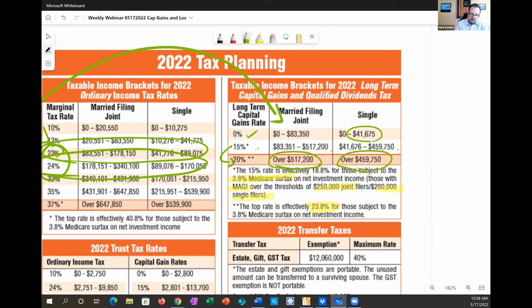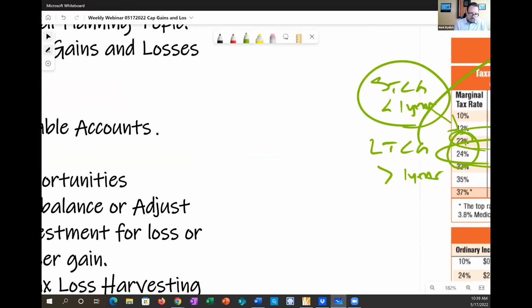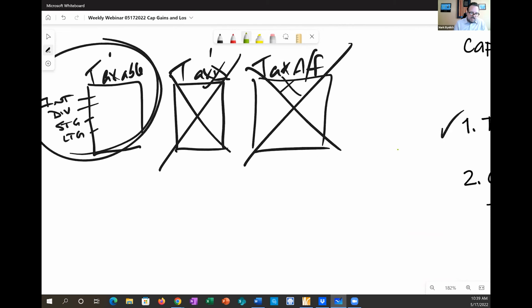So 15 can become 18.8 and 20 can become 23.8. So you have to compare that. Capital gains is always cheaper, but they're gains. Now, what about losses? What about if we go to these buckets, we come back here, and suddenly you have, let's just say, $1 million.